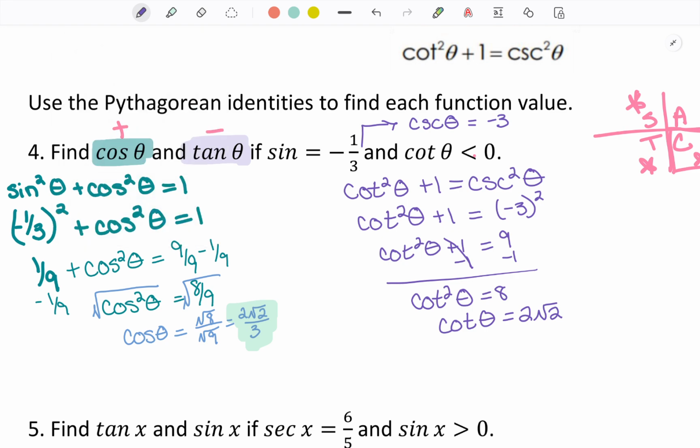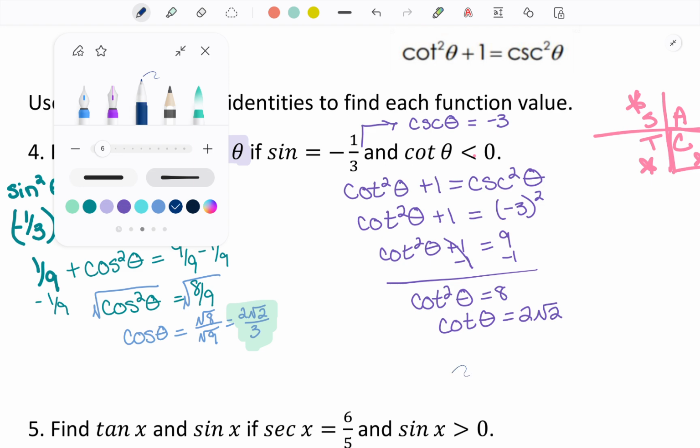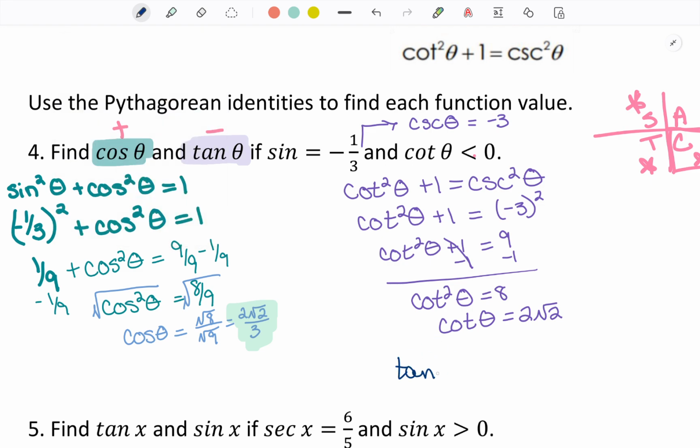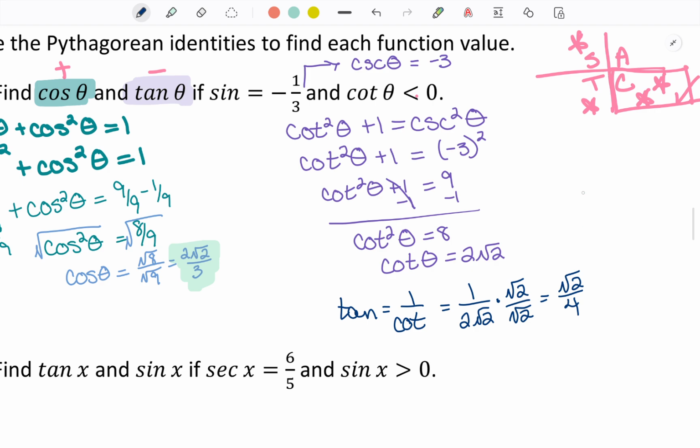So then to find our tangent, that is 1 over cotangent, which means this is 1 over 2 square roots of 2, meaning that we need to rationalize. So we will have the square root of 2 over 4. And then since we are in quadrant 4, we know that we also need to be negative. So we have the negative square root of 2 over 4.